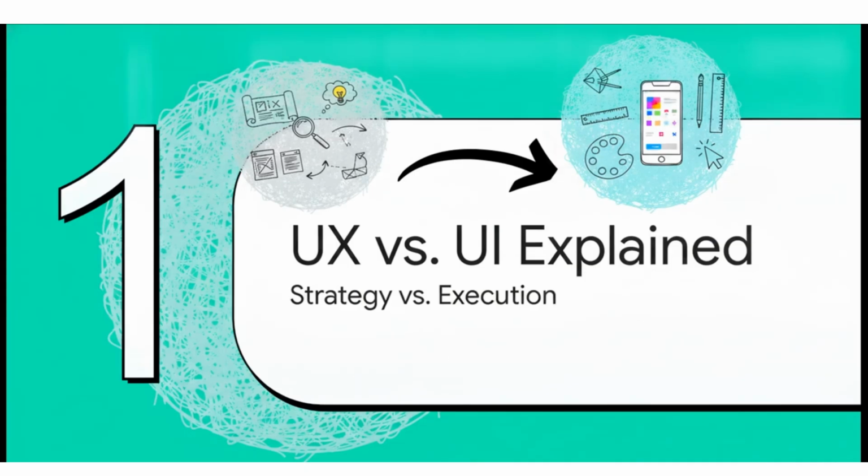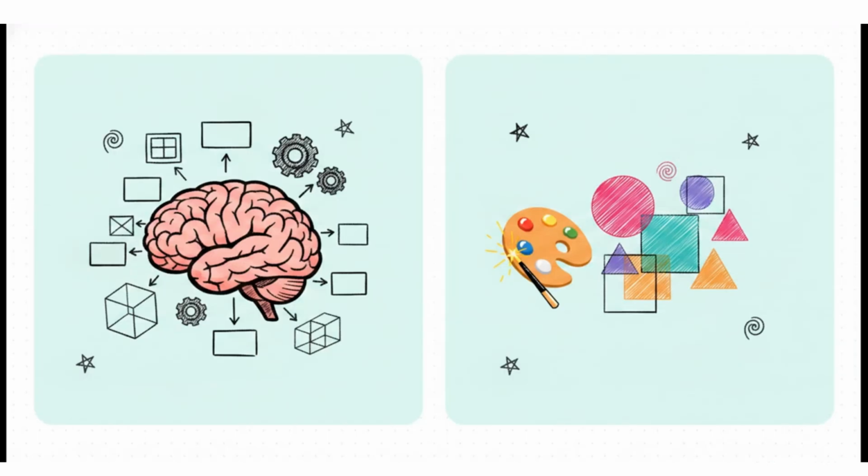UX versus UI explained. Strategy versus execution. To really grasp digital design, we've got to completely untangle UX from UI. People constantly lump them together, right? But they are totally distinct problem-solving phases. So here's the deal. UX, user experience, is all about the analytical strategy. It is the underlying logic, the information architecture, and the mapping of the user's journey to make sure it's super usable and friction-free. UI, or user interface, on the other hand, is the execution.